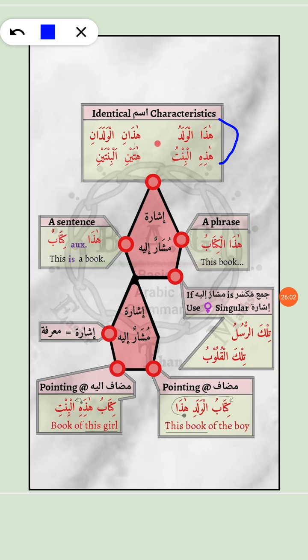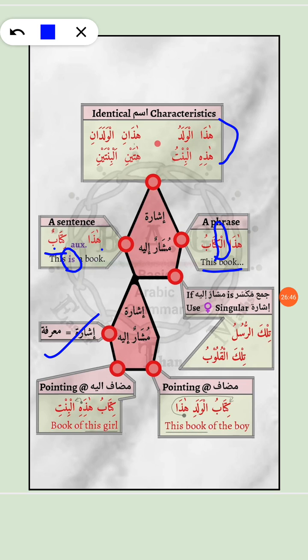Okay, and then we have the next point. When is it a phrase? It is a phrase if the musharun ilayh is prefixed with an al. So hazal kitabu, this book. Okay, zalikal kitabu, that book. Okay, and if I want to remove this al and it is simply a regular, not mu'arraf bil lam ism musharun ilayh, then I can very conveniently add this little auxiliary verb between the pointing noun and the musharun ilayh. Okay, so this is a book. Haza kitabun. All right, we have already done this.